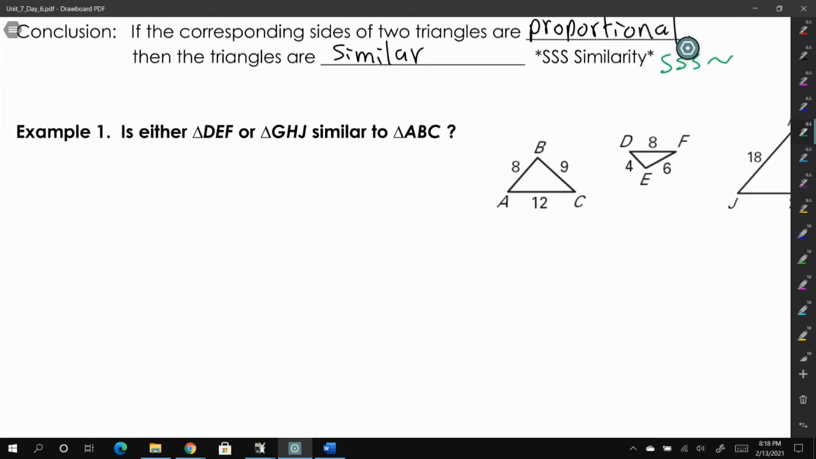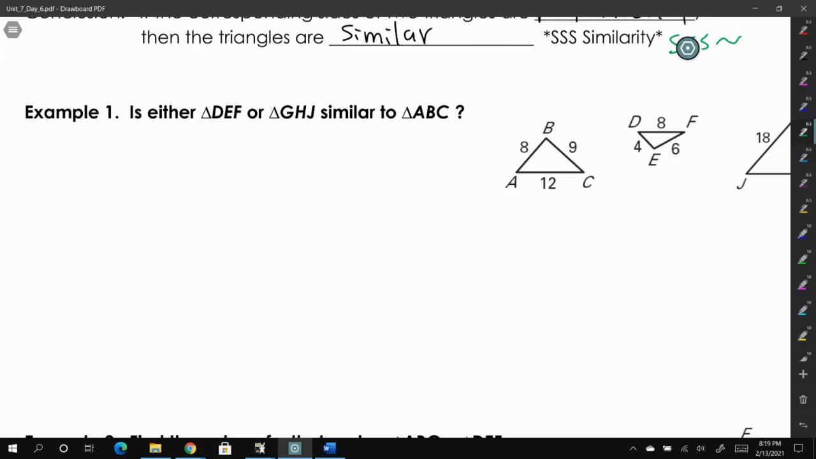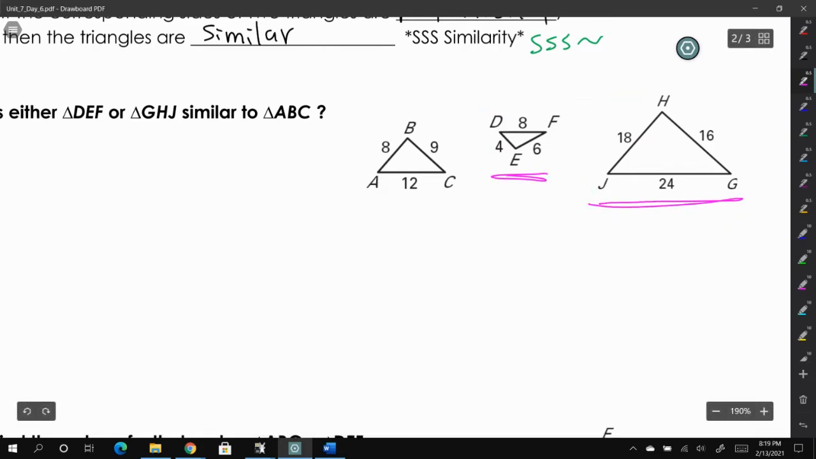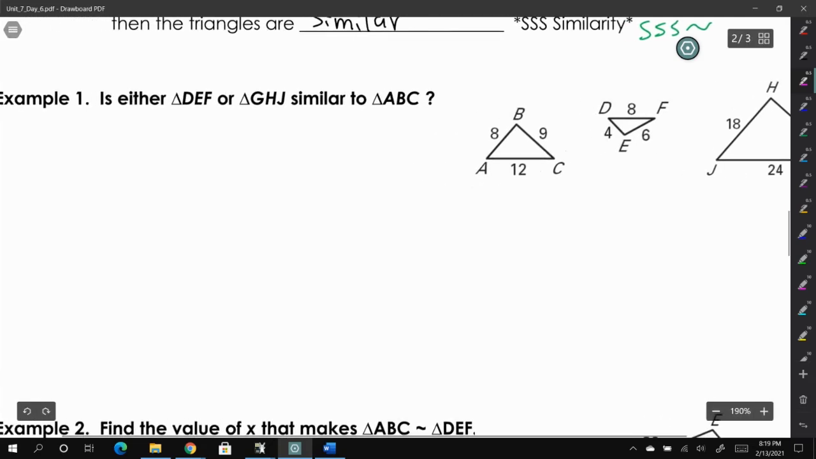So in example 1 right here, it says, is either triangle DEF or triangle GHJ similar to triangle ABC? So what we want to do is take our triangle ABC and see if this triangle DEF is similar to it or triangle GHJ. We're not going to try to compare triangle DEF to triangle GHJ. We're comparing triangle ABC to each of them separately.